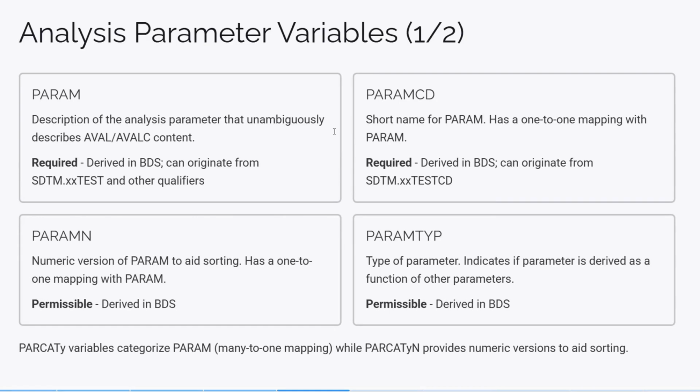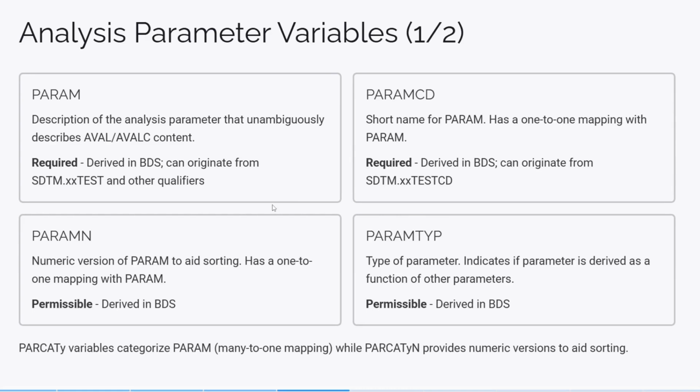The parameter code will be the param CD, the numeric format of the parameter will be the PARAMN, and the type of the parameter will be considered as PARAMTYP. So it is important to understand the difference between the PARAM and the TEST from SDTM. Within the SDTM, the test variable works in conjunction with other variables to describe the result that is collected.